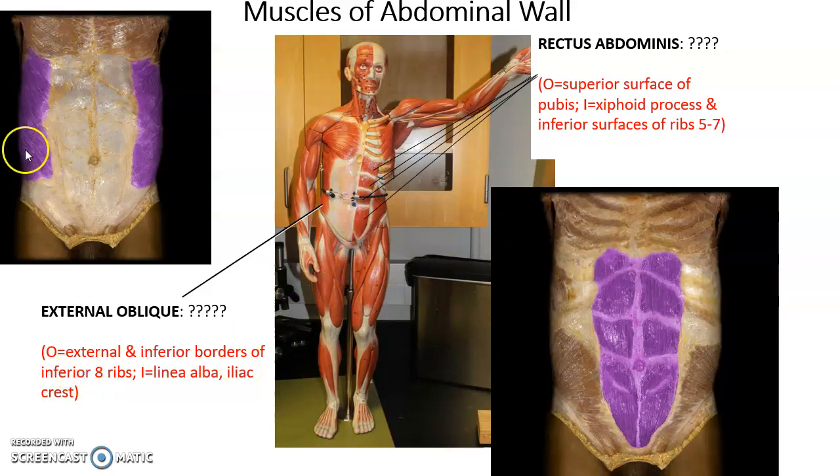And then we also have the external obliques on either side, on the lateral sides. Their origins are the external and inferior borders of rib 8. And their insertion is the linea alba, which is the sheet of connective tissue right here down the midline, as well as the iliac crest of the os coxae.